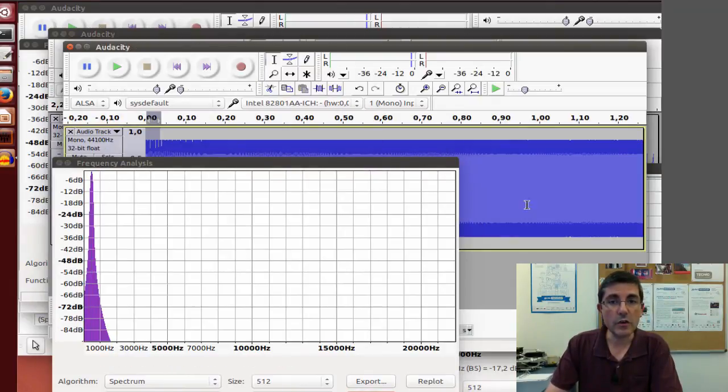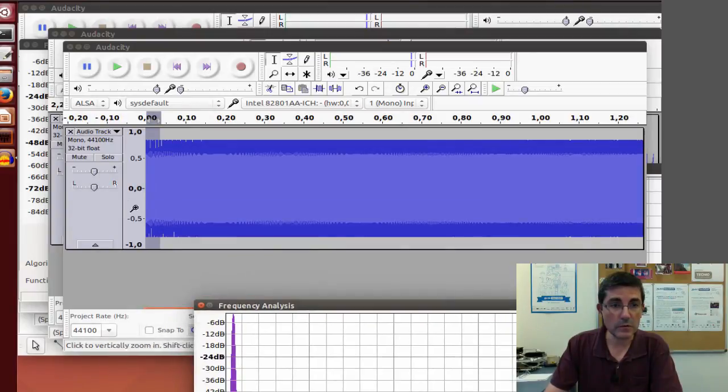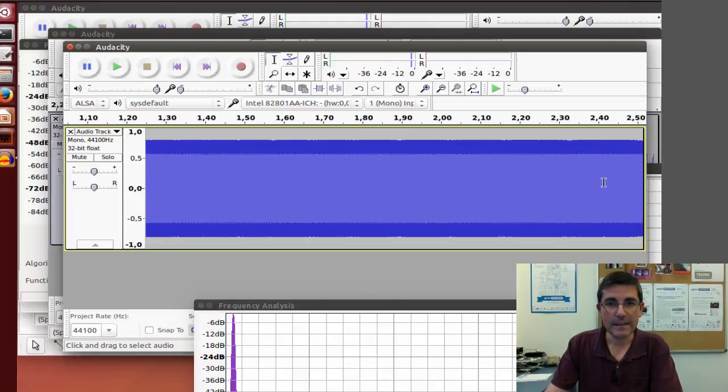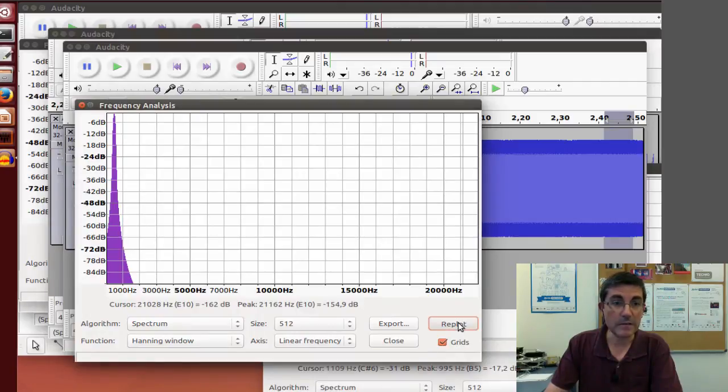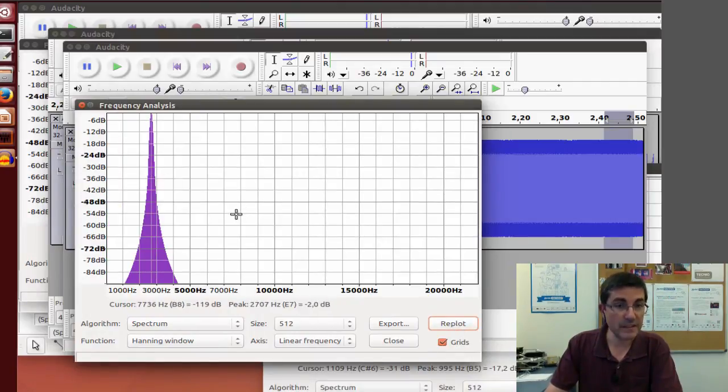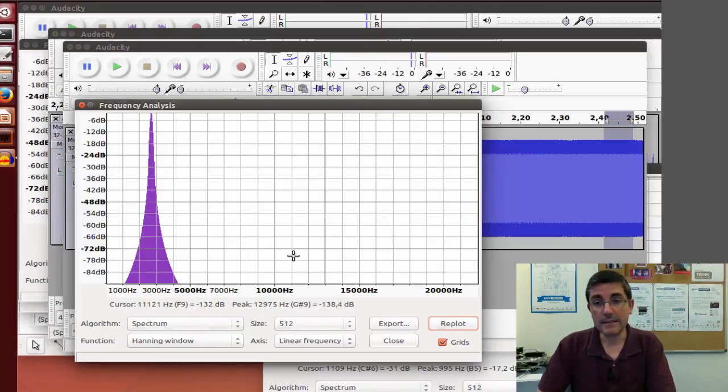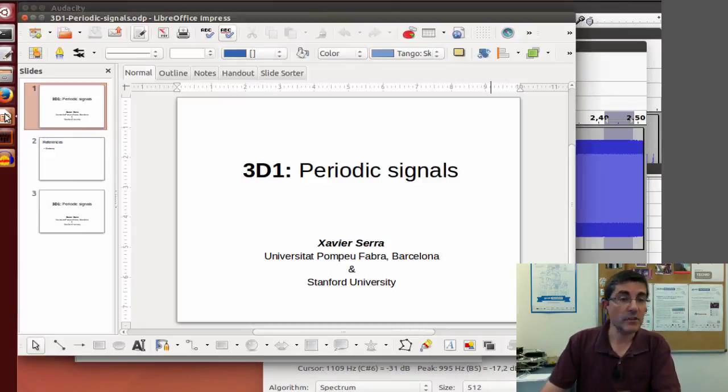And if we go to the end of the signal here, and now we replot the spectrum, it has shifted. It's going towards the 5,000 Hertz, so it's also one single peak, but much higher. Okay, and that's a good way to visualize and understand periodic signals. Anyway, this is all I wanted to say today about periodic signals.